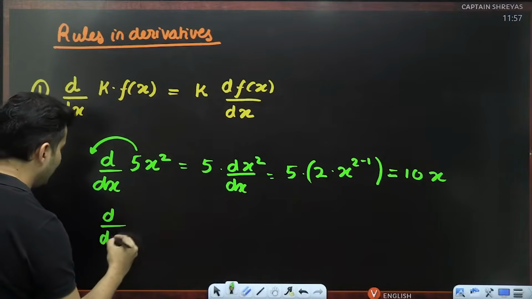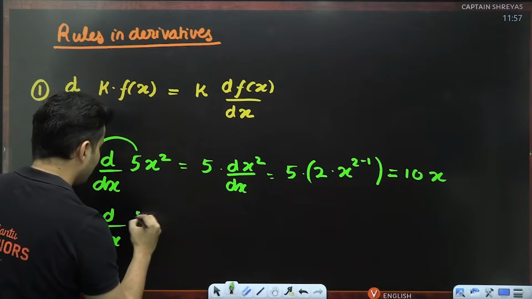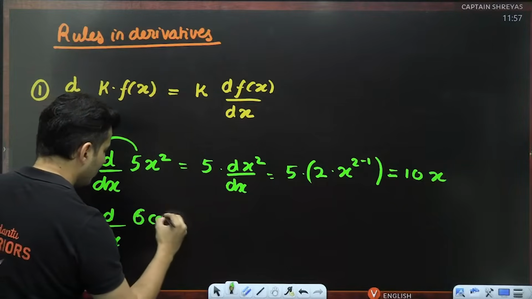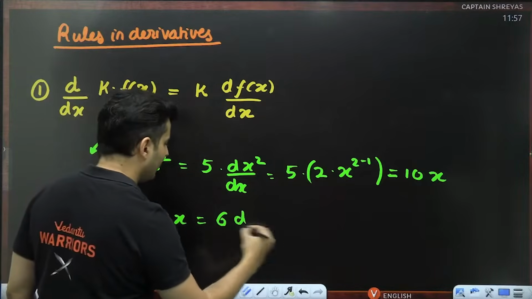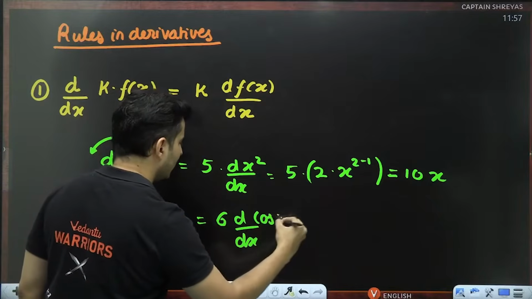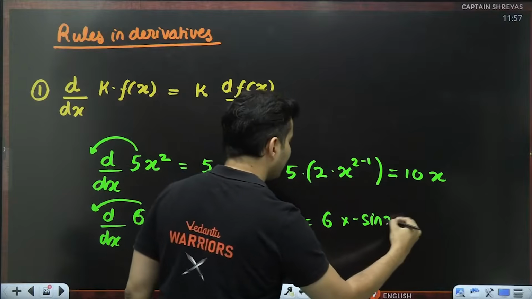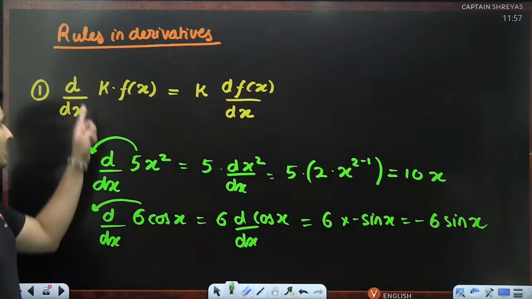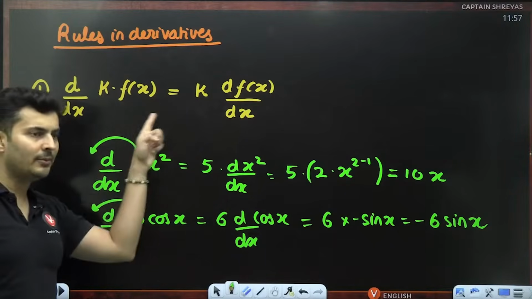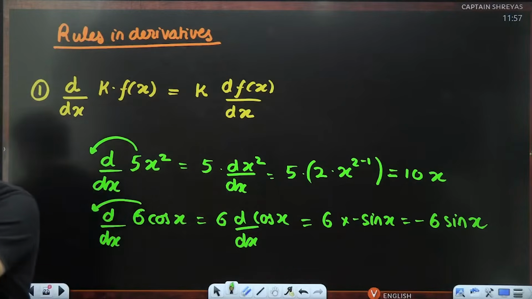Similarly, if I want to find the derivative of 6 cos x, what I can do is bring that 6 outside. So it will become just the derivative of cos x. 6 is outside. So derivative of cos is basically minus sine x. So the answer is minus 6 sine x. That is the answer. So this is that simple rule. If there is a constant being multiplied, take that constant outside the derivative and do the derivative process normally. That is the first rule.